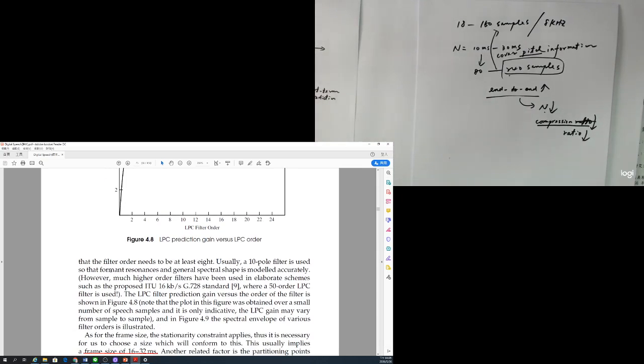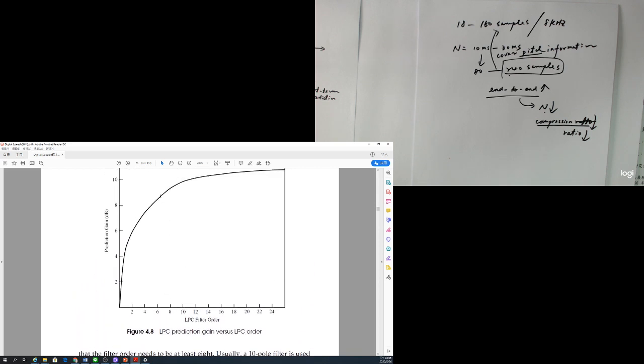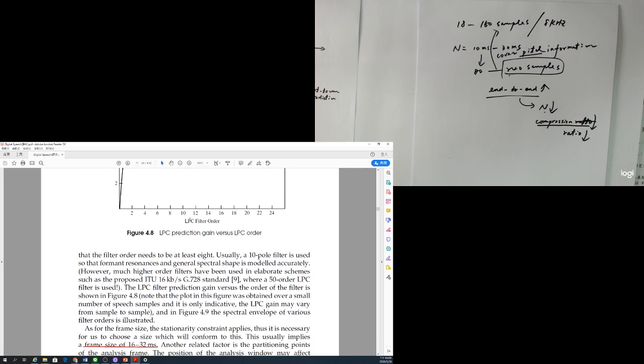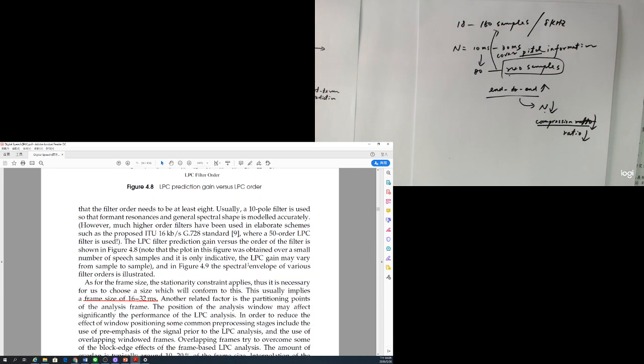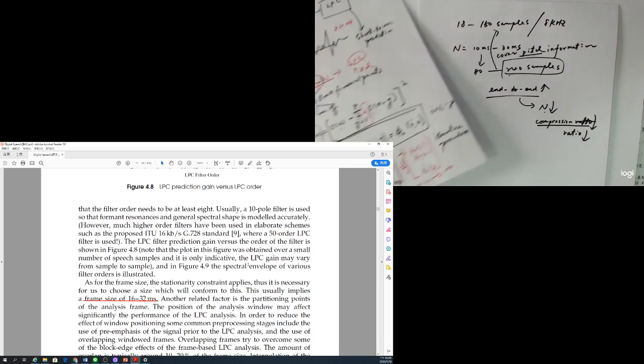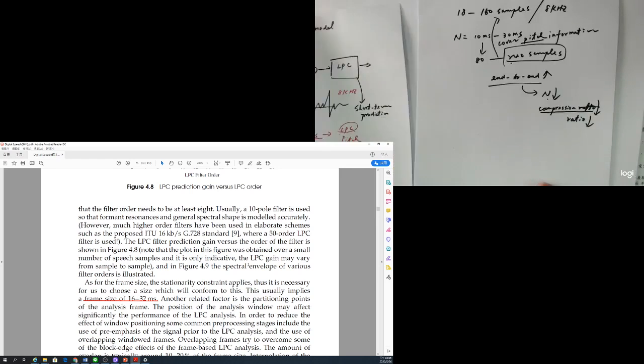So you can see the filter order is supposed to come from your pitch gain, so the minimum should be like an A, so they can get reasonable performance. Usually they are using 10 poles, so p equal to 10, to do the prediction. So consider your formant resonances, because they are the general spectrum shape. So why? Because if you consider they are according to your speech frame.